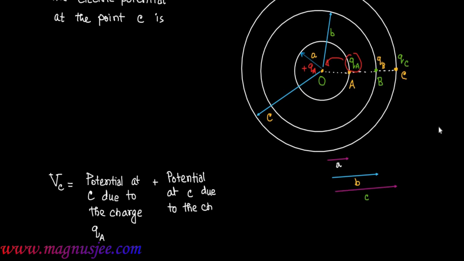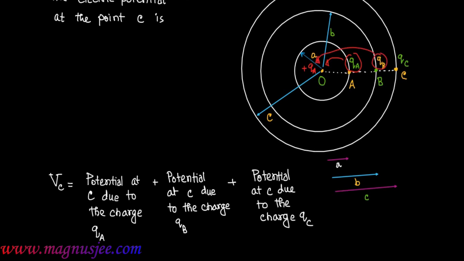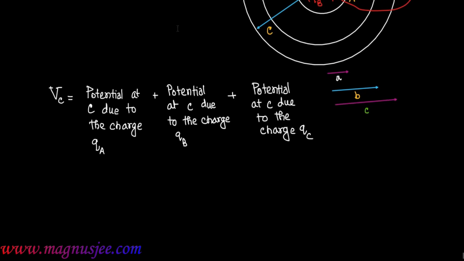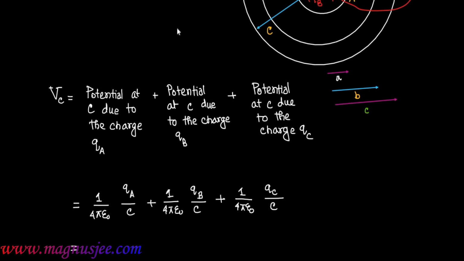Similarly, the potential of the shell C is Vc equal to potential at C due to the charge Qa, plus potential at C due to the charge Qb, then potential at C due to its own charge Qc. Here the charge Qc appears to be concentrated at the center O. Therefore Vc equals 1 by 4 pi epsilon 0 Qa by C plus 1 by 4 pi epsilon 0 Qb by C plus 1 by 4 pi epsilon 0 Qc divided by C.